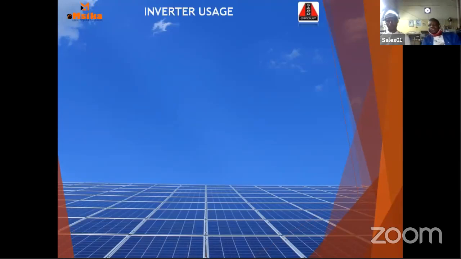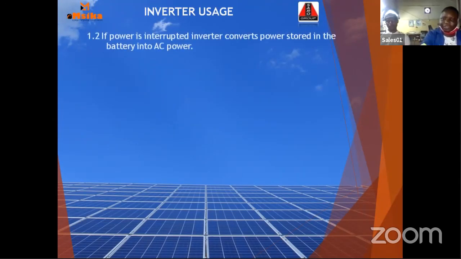So now we are going to look at inverter usage. If power, for example, is interrupted, the inverter will convert the stored energy in the battery into AC. It will convert the energy stored in the battery into AC so that you can run your loads like your TVs, your microwaves, your fridges. You can also run your entertainment or your internet. So when power falls, you get power from the battery. That's how an inverter works.